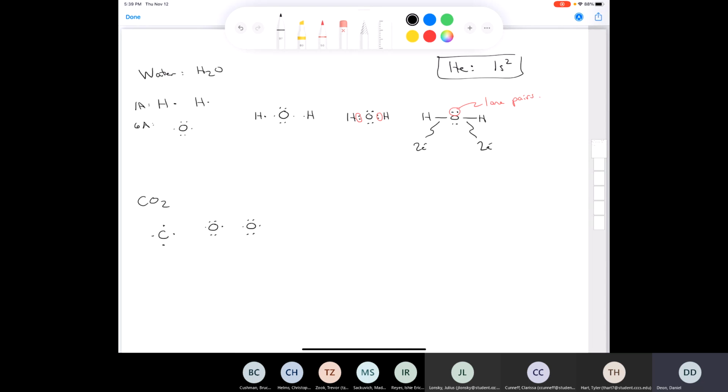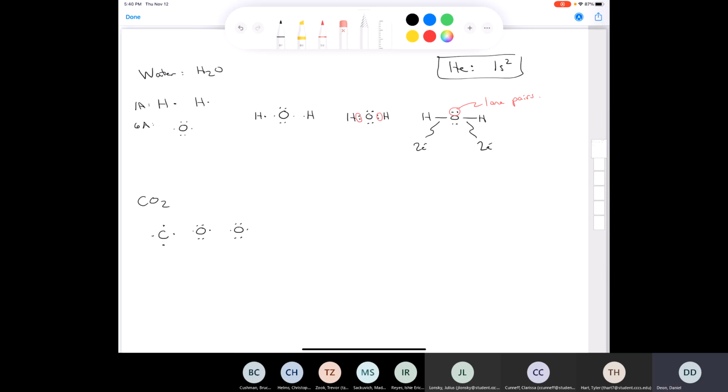How am I going to organize these so that all 3 of these elements become isoelectronic with a noble gas? Well, it actually takes some fiddling. And if you're wondering, hey, Mr. Dion, how do you actually put these structures together? The answer is T&E, trial and error, right? You're going to have to work at it. You're going to have to practice it. And the more you practice, the more proficient you will become.